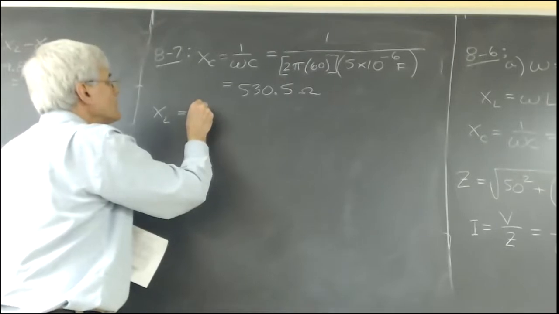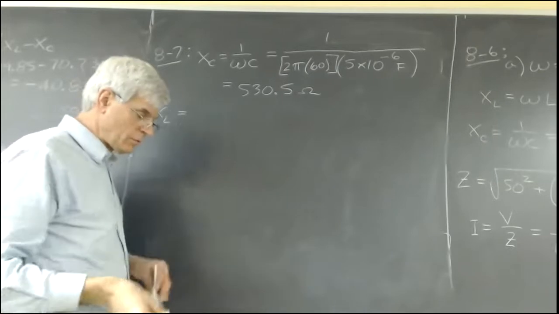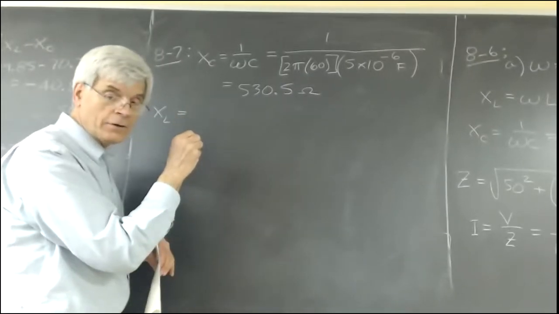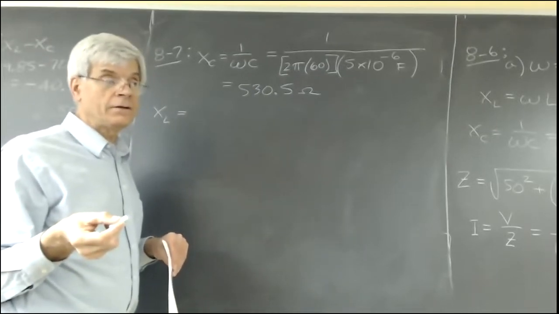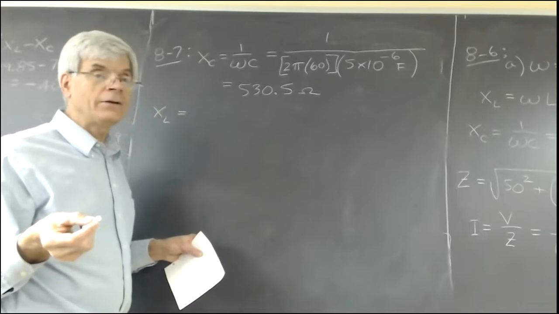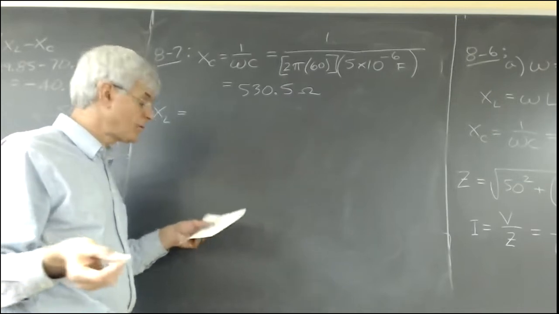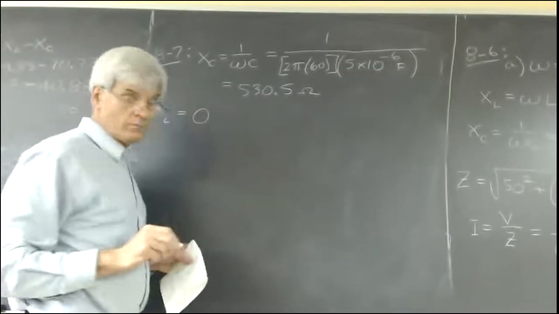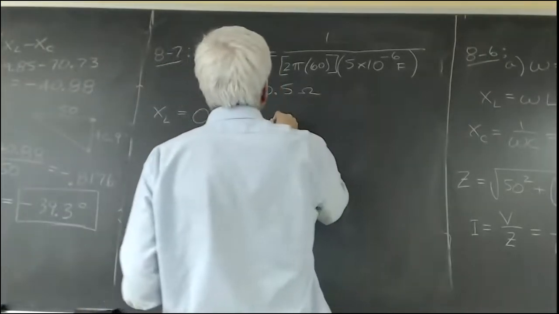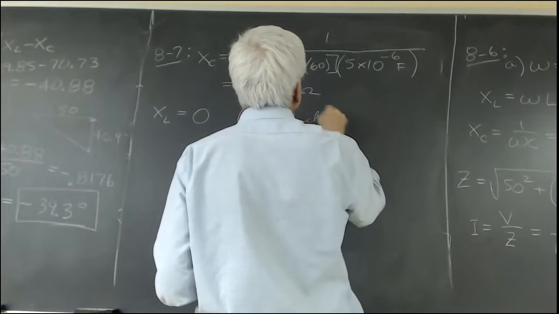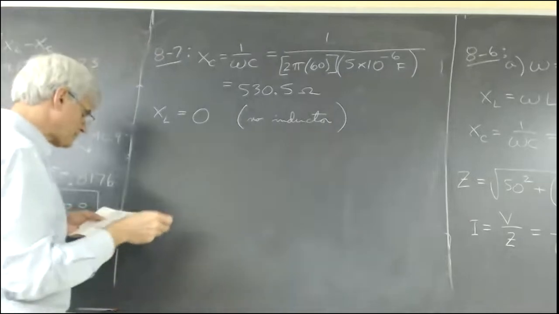Yeah, I get questions about this sometimes. What do I use for XL? There is no inductor. Therefore, the inductor that isn't there does not do anything to impede the flow of current. It would have to be there to impede the flow of current in any way. So you get 0. There is no inductor, so XL is 0.